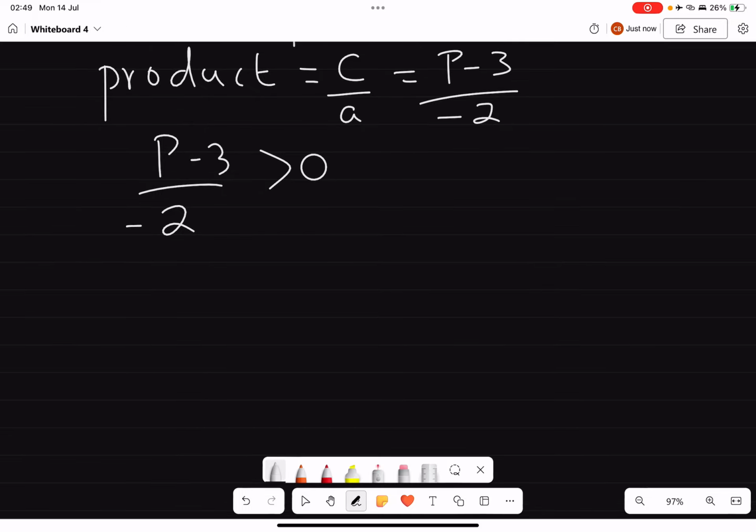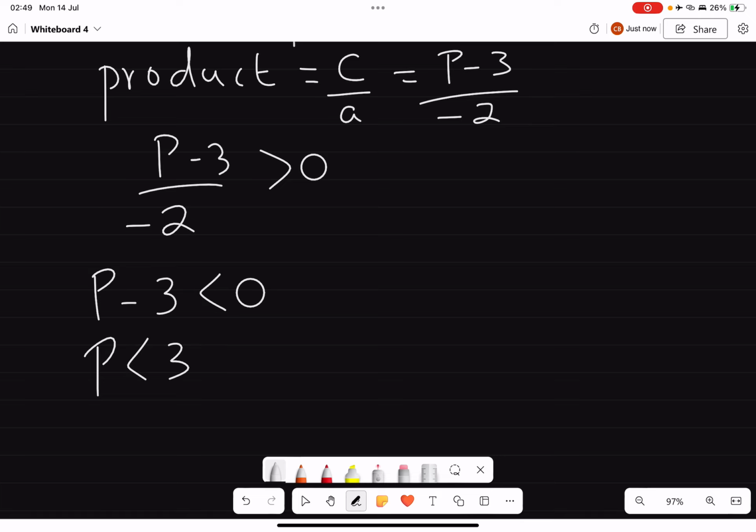Oh, and then here there's a negative, right? Then we have p minus 3 will be less than 0. Why? Because I'm multiplying both sides by negative 2. And remember, division or multiplication by a negative switches the sign. Okay? Perfect. And then we can see that p would be less than 3.